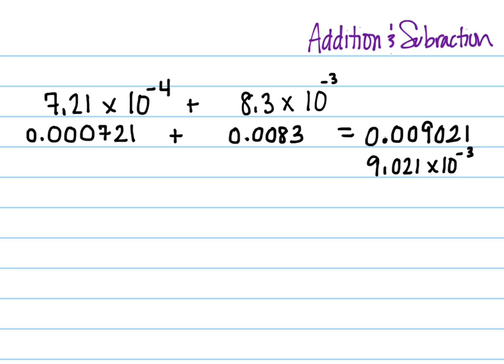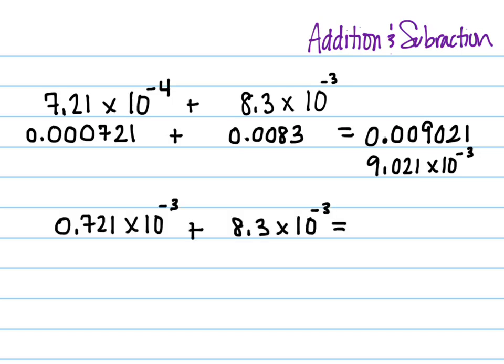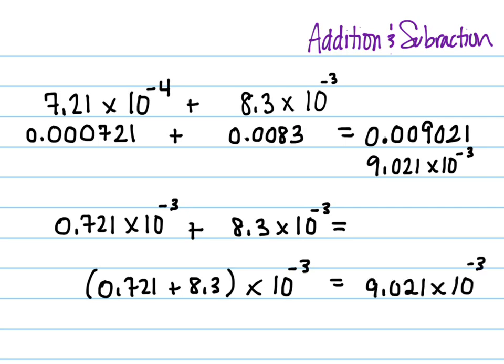How about if I do it for real using the scientific notation? I can make these both times 10 to the negative third. I've got 0.721 times 10 to the negative third, 8.3 times 10 to the negative third, which gives me 0.721 plus 8.3, the whole thing, times 10 to the negative third, which gets me... Look at that. How cool.